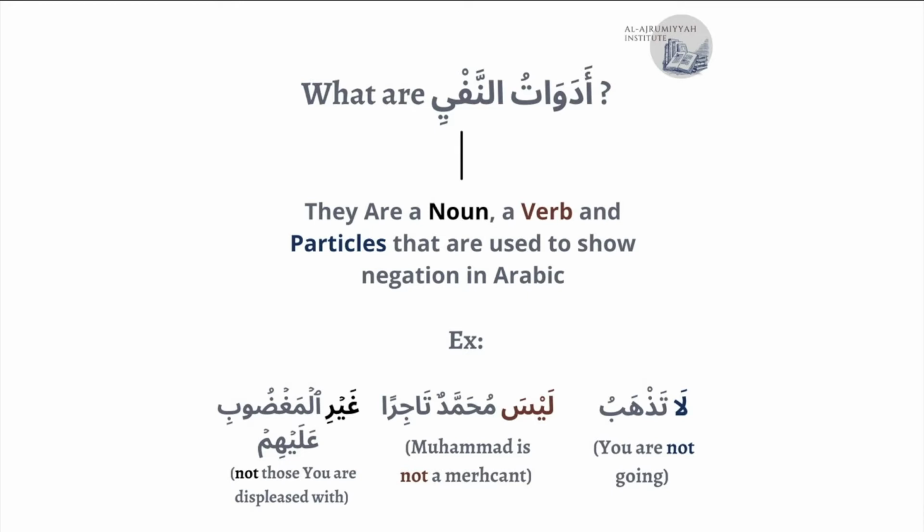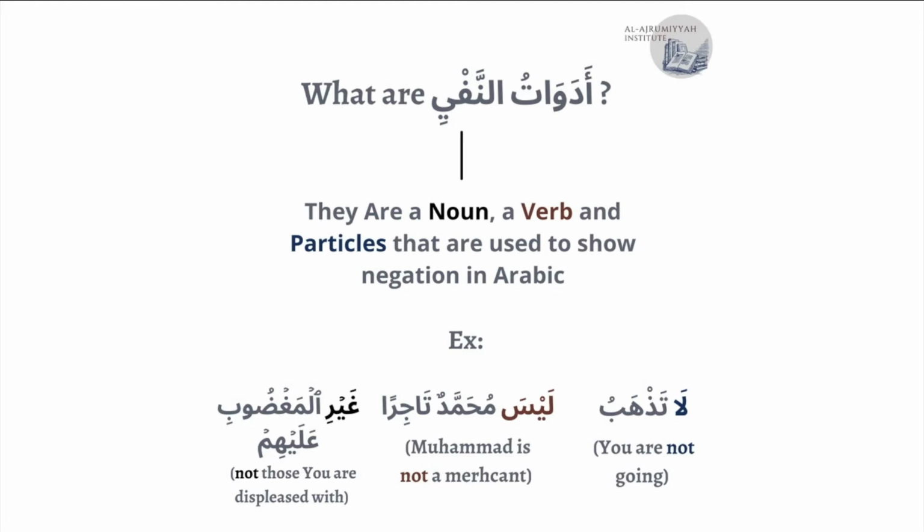And it can also be a verb, or the verb is laysa. Laysa is a verb that's specifically used just to negate things. Laysa Muhammadun tajiran. Muhammad is not a merchant. Again, laysa is translated as not. And then there are many different particles that make up adwat al-nafi, like la tadhhabu, you're not going. There's also ma, and there's also lan, and there's also lam.